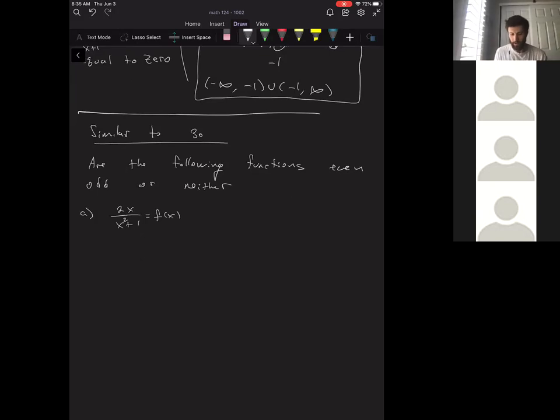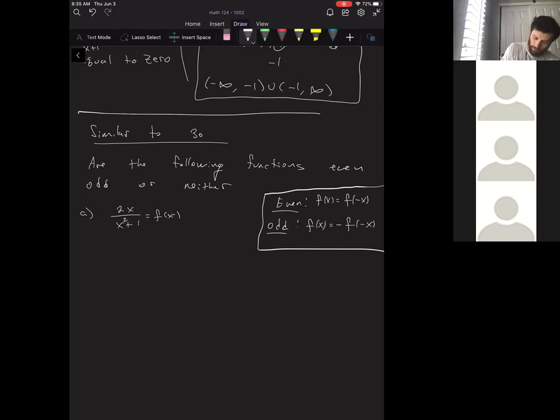When we're doing even, odd, and neither, we can write the definitions. Even means that f of x is equal to f of negative x. Odd means that f of x is equal to negative f of negative x. And neither just means that neither of those two things happen. So what we need to find is f of negative x and negative f of negative x to see if we have any types of equality.